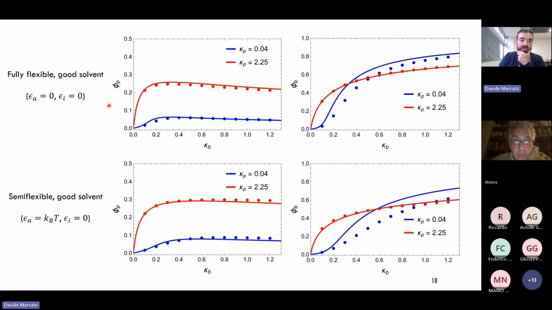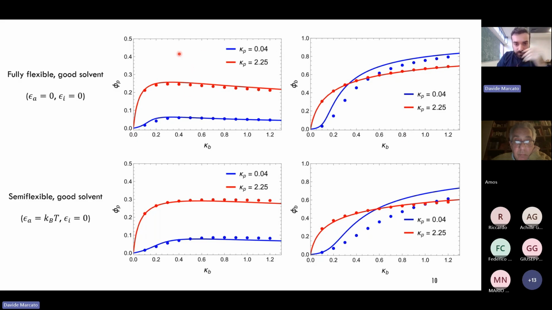And then here on the left, you have Phi P, the polymer density as a function of kappa B, the bond fugacity. And on the right, you have the bond density, Phi B, again as a function of the bond fugacity. And different colors refer to different values of the polymer fugacity. So blue is for low polymer fugacity, which means that you want as few chains as possible. And instead, the red is for large polymer fugacity, so you want as many polymer chains as possible. The solid lines are the mean field results, and the symbols are the Monte Carlo simulations.